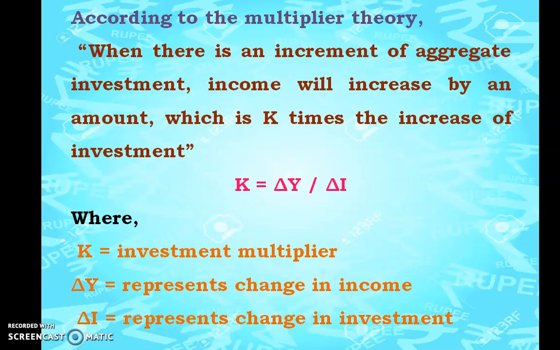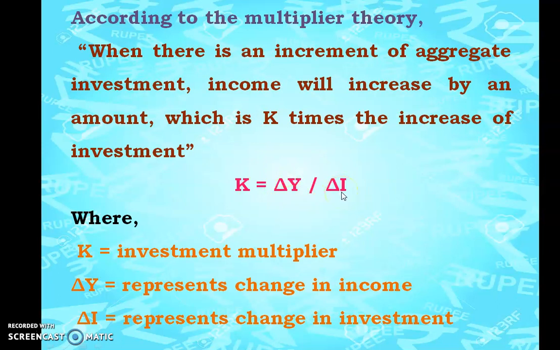How many times is it going to increase? It is k times the increase of the investment. So the multiplier is represented by k. Delta y is nothing but the change in the income divided by the change in the investment. So this is the multiplier function: how much change is happening to the income based upon the change of the investment.